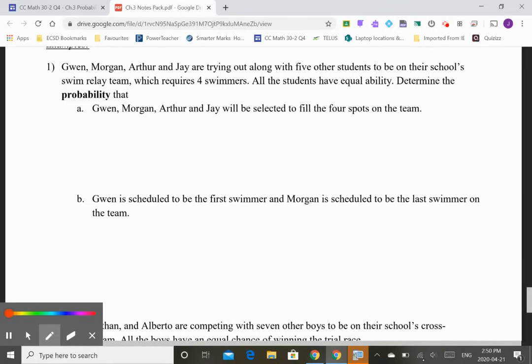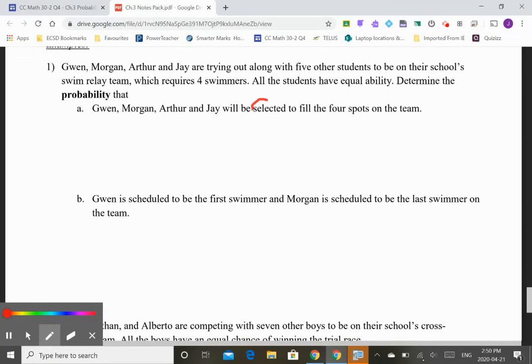Let's look at our first example. Gwen, Morgan, Arthur, and Jay are trying out along with 5 other students to be on their school's swim relay team, which requires 4 swimmers. All the students have equal ability. Determine the probability that Gwen, Morgan, Arthur, and Jay will be selected to fill the 4 spots on the team.